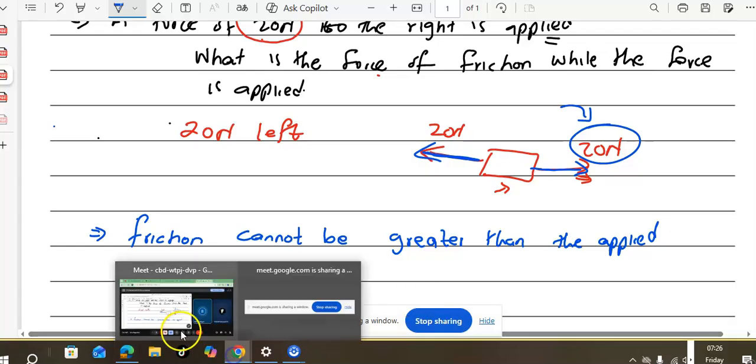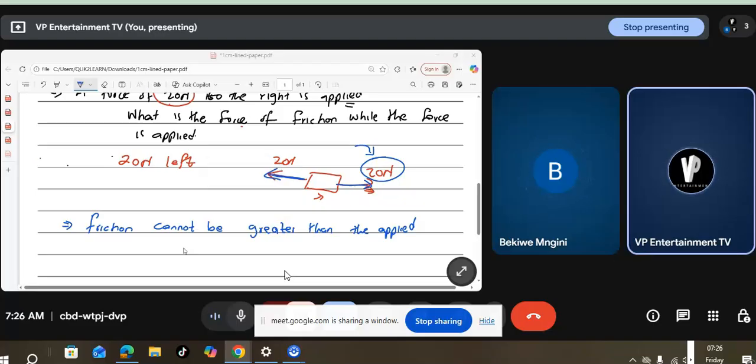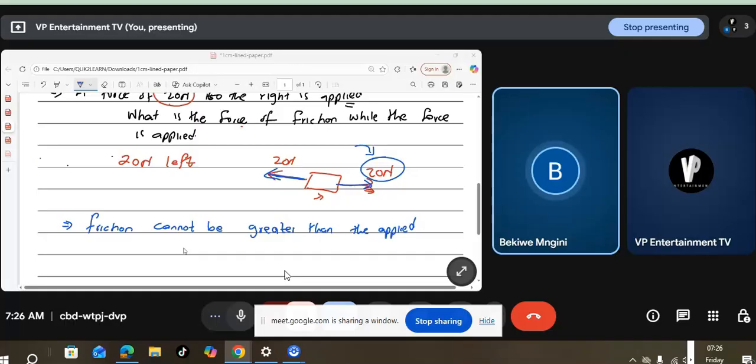Is that making sense? Yes, it makes very much sense now. You were scaring me when you said you don't get it. I was scaring myself. But it's fine.